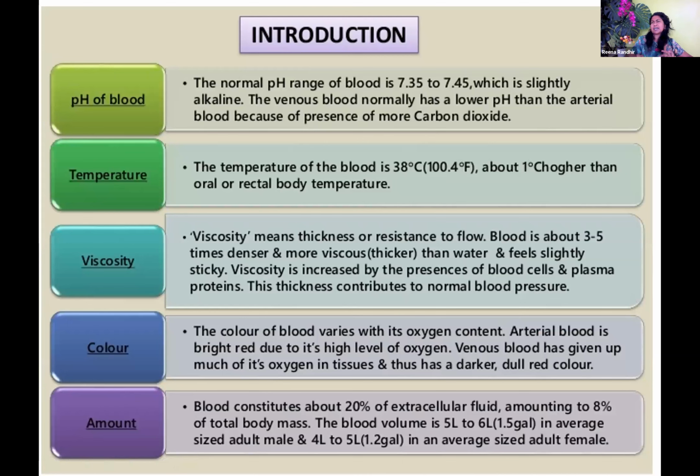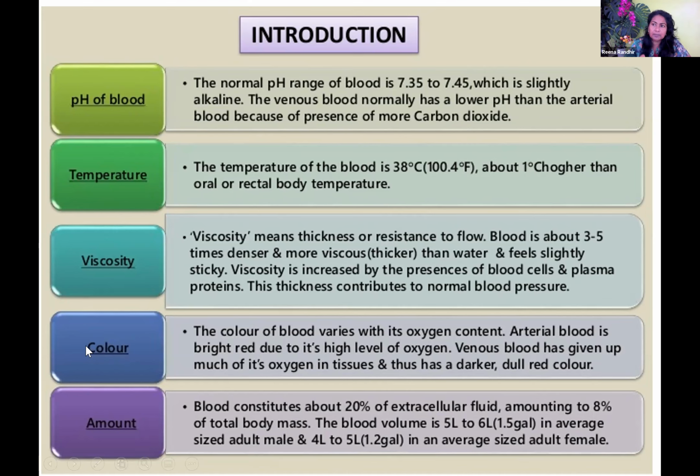Some physical characteristics of blood. The pH is slightly alkaline, more than neutral: 7.3 to 7.4. This is the ideal pH of blood. It's slightly warmer than the body, 38 degrees centigrade. It's slightly thick, 3 times thicker than water. If you have ever felt blood in your hand when you had a cut, you would feel it sticky and thick. So it has a higher viscosity.